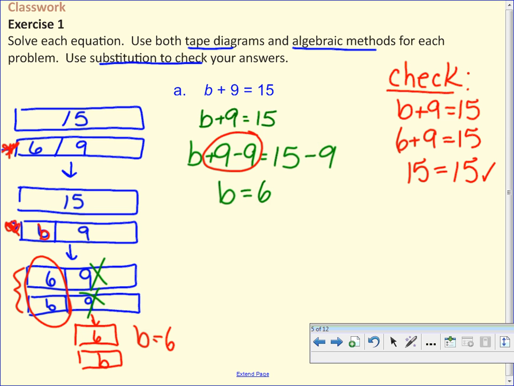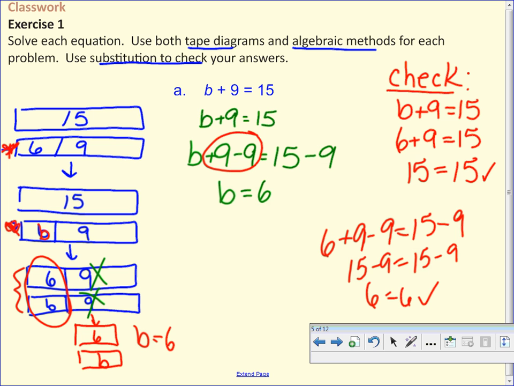But doesn't 6 plus 9 minus 9 equal 15? Yes, it does. What's 6 plus 9? 15. That's because you have to bring the minus 9 on this side. So this is 15 minus 9 equals 15 minus 9. 6 equals 6. Because remember, we have to keep both sides balanced. So if we're taking away 9 from this side, we have to take 9 away from that side.